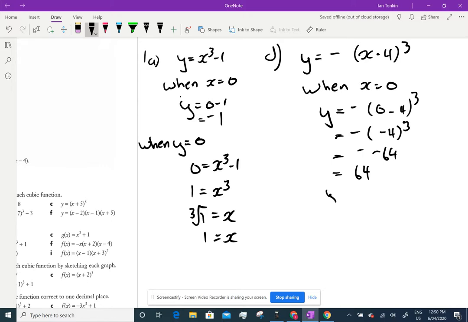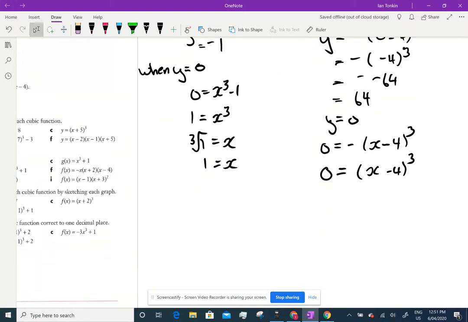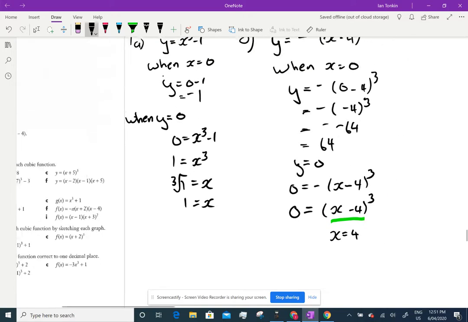Now, when y equals 0, I get 0 equals negative x minus 4 cubed. Well, divide both sides by the negative. 0 divided by negative is just 0. X minus 4 cubed. Now, I don't need to go any further. I can cube root 0 and add the 4 over. I can just go, well, that's just x minus 4 times x minus 4 times x minus 4. So that means what makes that 0? X equals 4. So there's your x and y intercept.